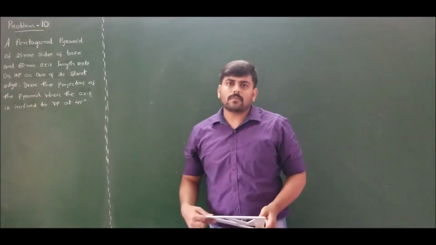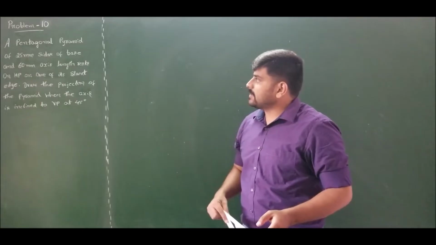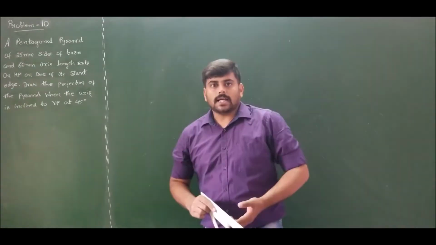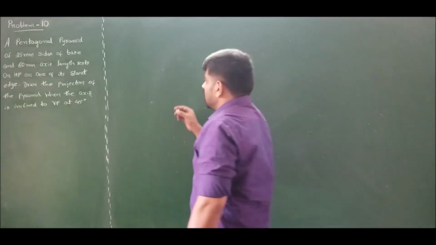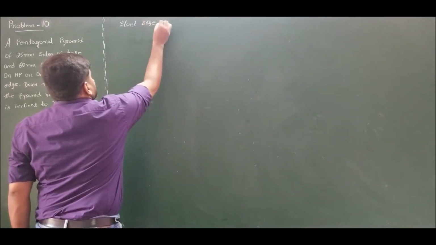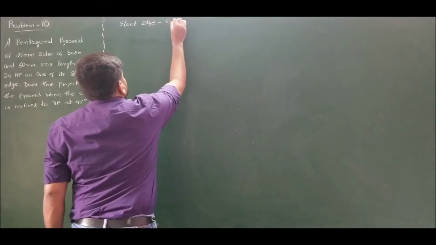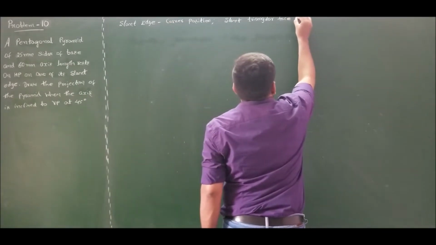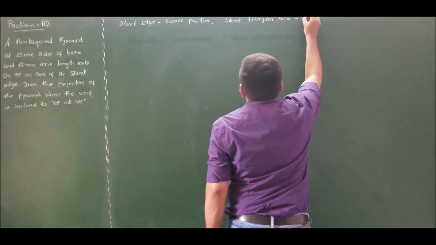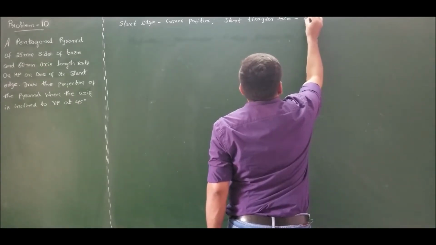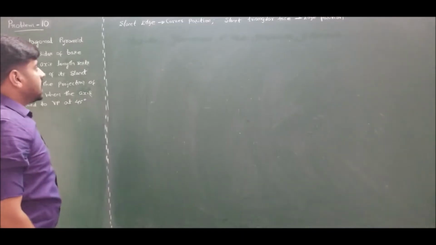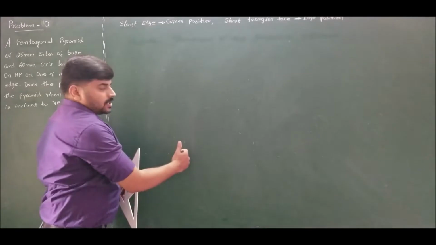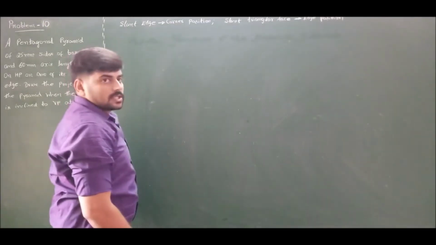If you clearly observe the problem, it states that the pentagonal pyramid is resting on HP on one of its slant edges. As I already explained, for slant edge, we should go for corner position. For slant triangular face, we should go for edge position. Since it is slant edge, I should draw the pentagon such a way that I will get corner towards my right hand side. Let us solve this problem.